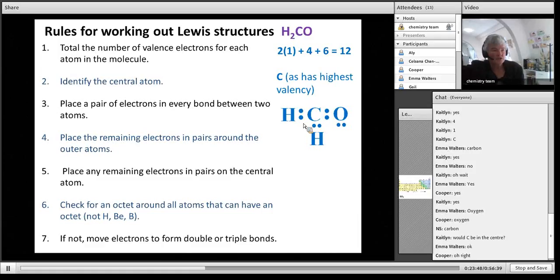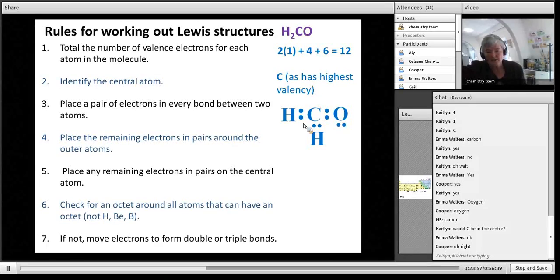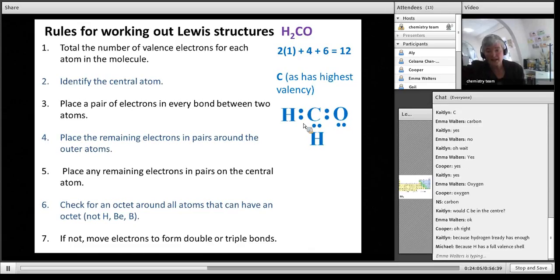Why didn't I start around hydrogen? You know, it says there, place the remaining electrons in pairs around the outer atoms. Why didn't I start around hydrogen? Okay, because hydrogen already has enough. Correct. Brilliant, both of you. Okay, so it's only oxygen that can have more and that can have an octet.